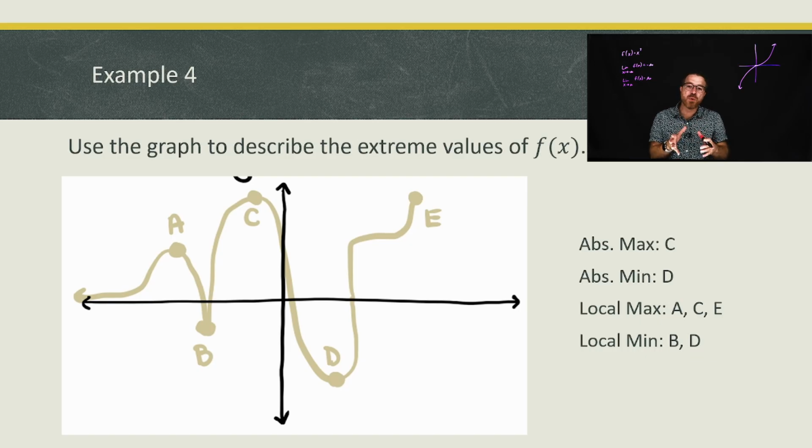Now, are any of these points higher than the others to be our global maximum? Well, in this case, it's kind of hard to tell because this isn't the best drawn image I've ever had. But in this case, C is just a little bit higher than E, meaning that it is our global maximum. For our minimums, we have B and D. D is lower than any other value, therefore it is our global minimum.